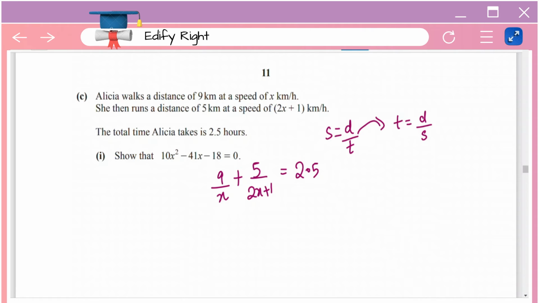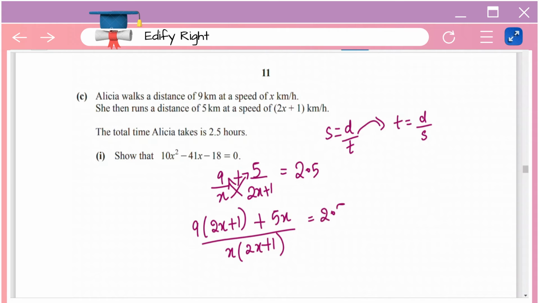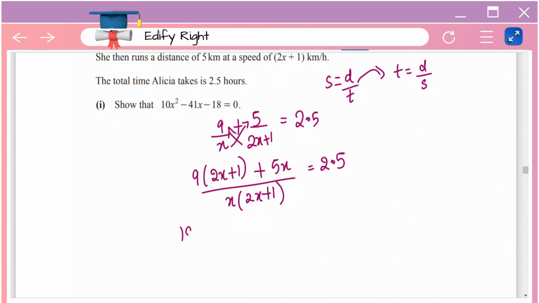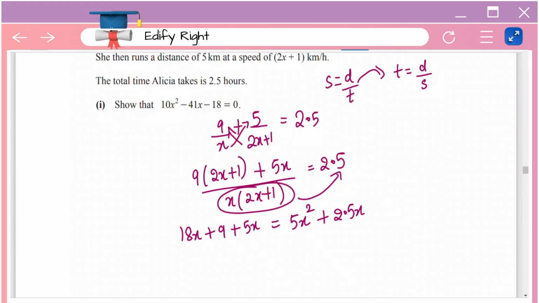So now we have our expression over here. Algebraic equation. So let's just try simplifying it. So the first thing that you do is cross multiply. So that's 9 times 2x plus 1 plus 5 times x upon x into 2x plus 1 equal to 2.5, which is 18x plus 9 plus 5x. That's the left hand side. I'm going to take this denominator to the other side and multiply with 2.5. So in that case, I get 5x square plus 2.5x.